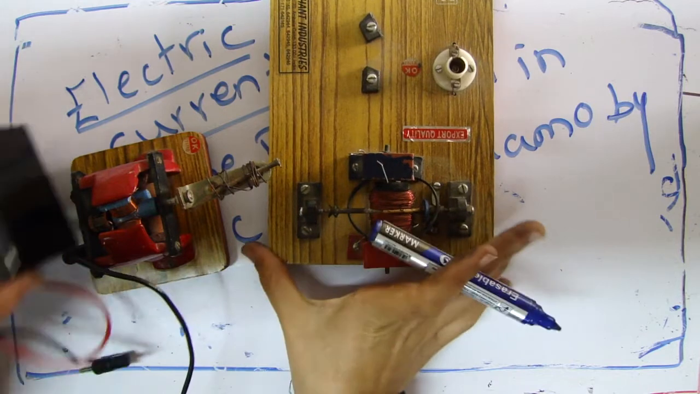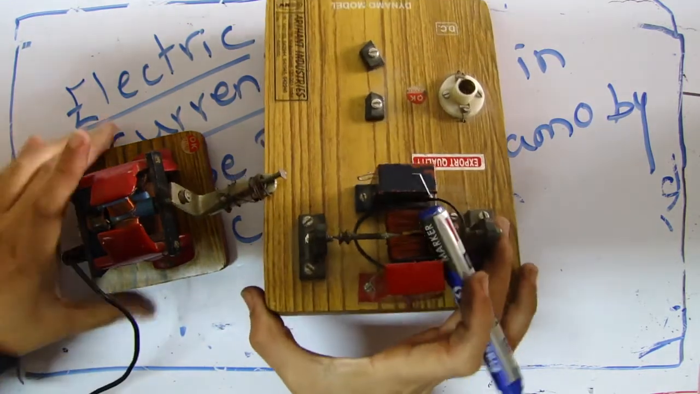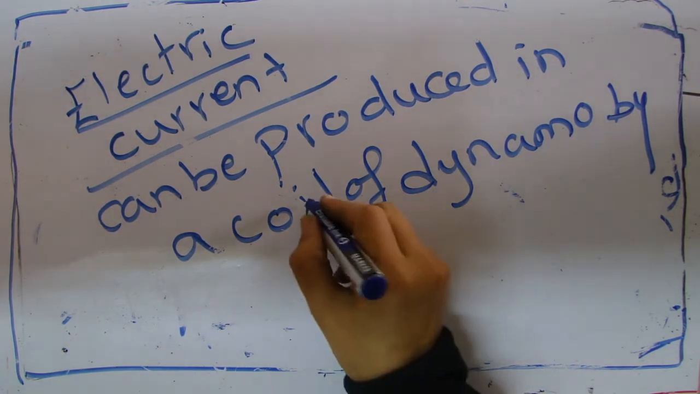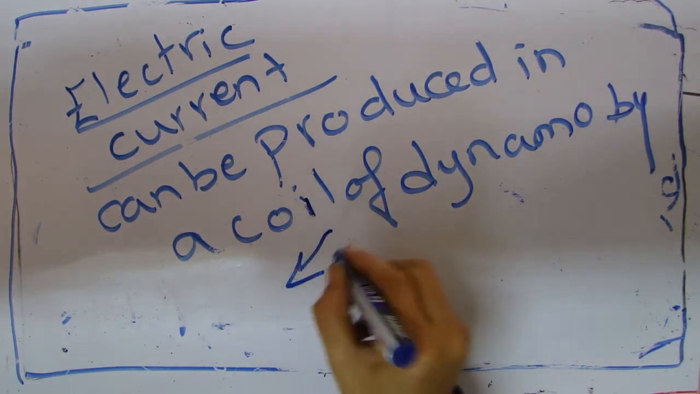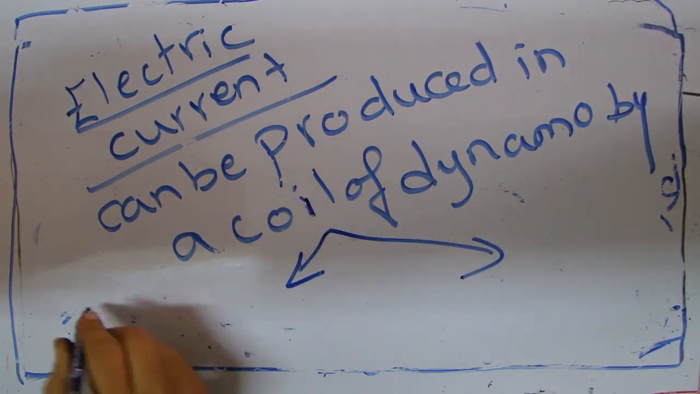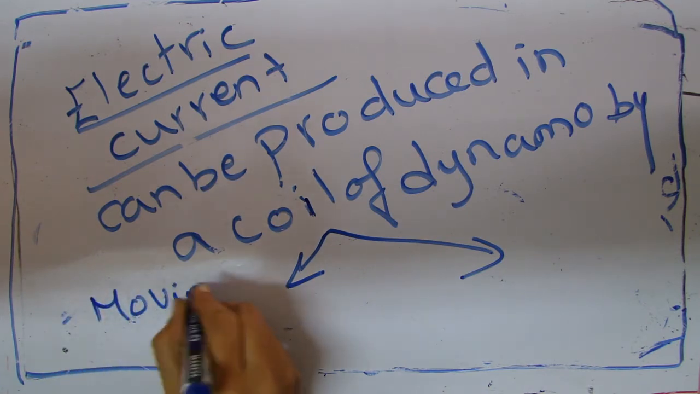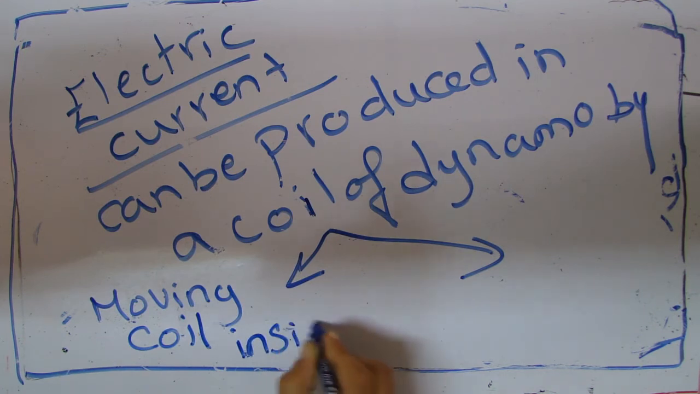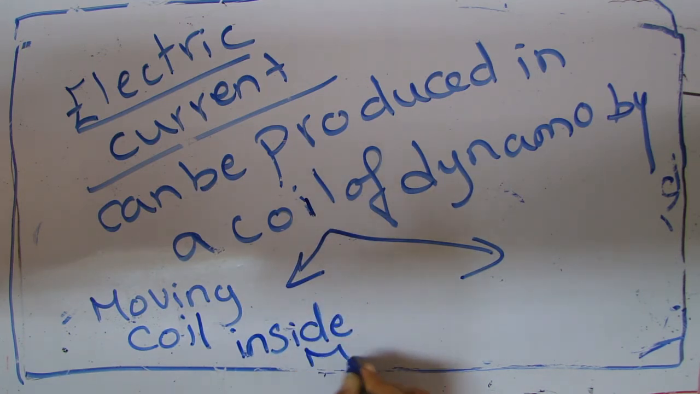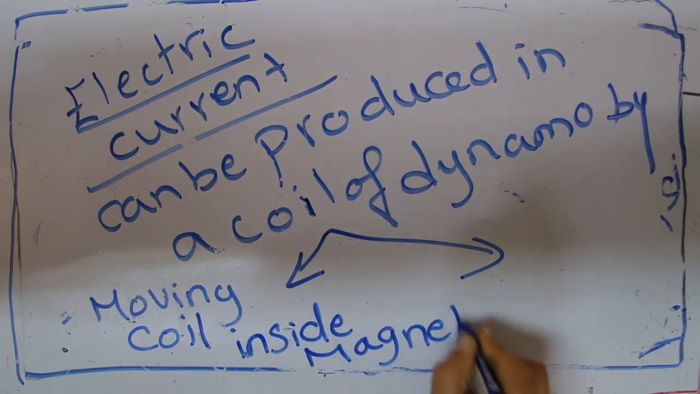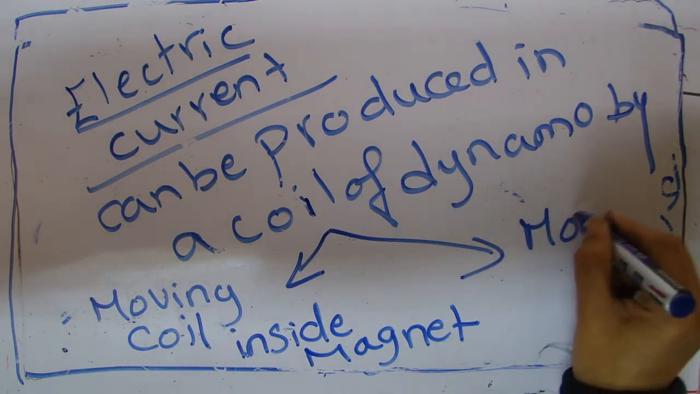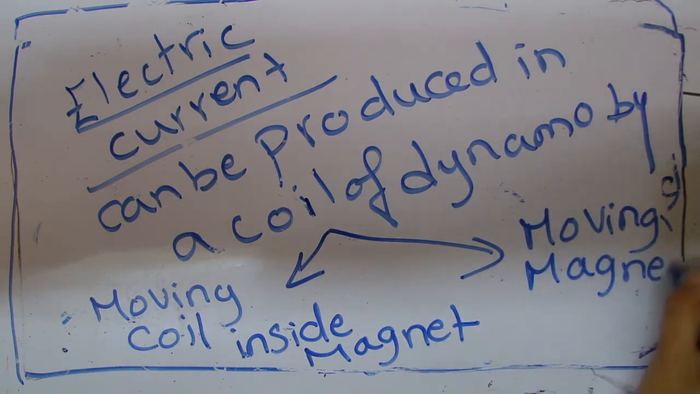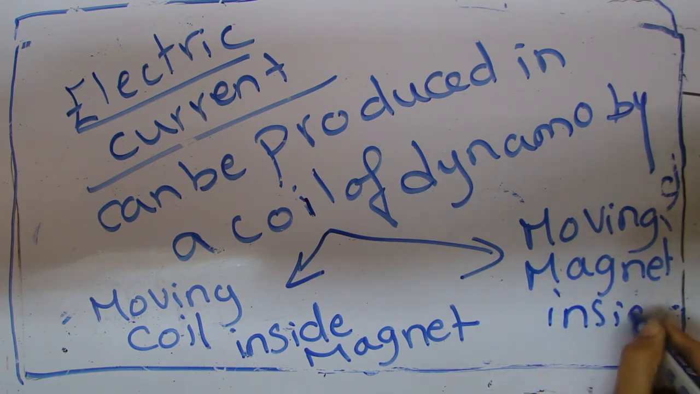Okay, again, electric current will be produced in the coil in two ways: moving the coil inside the magnet, or moving the magnet inside the coil.